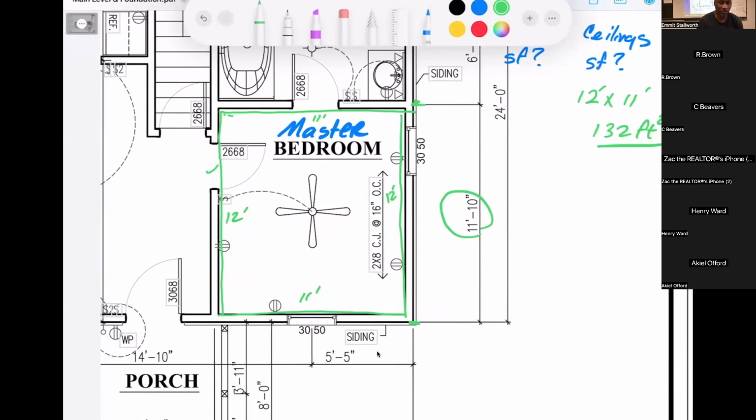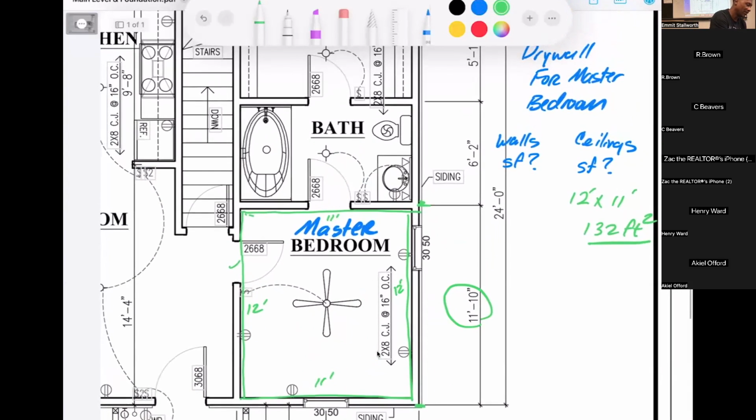The next thing, what else do we need to know? I'm going to write it right here. So I got 2 times 12 plus 2 times 11. Make my little mathematical equation. Y'all understand where I got that from?